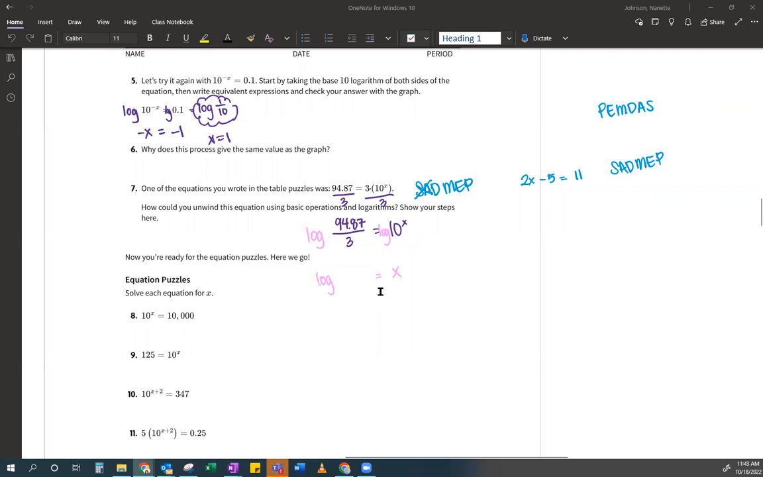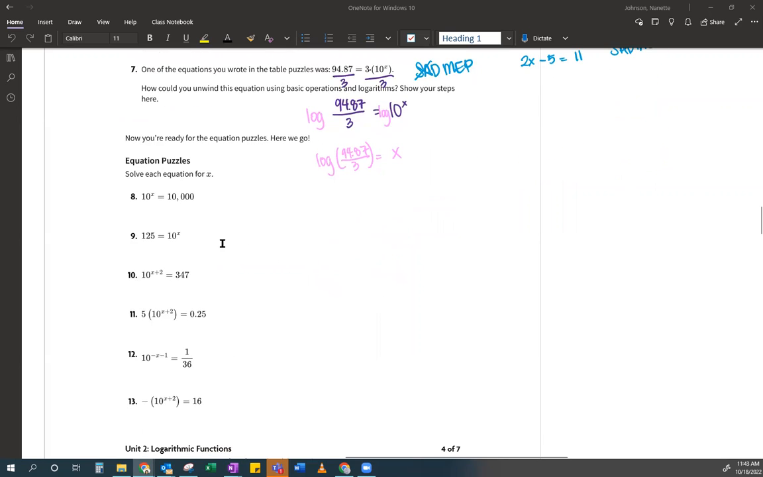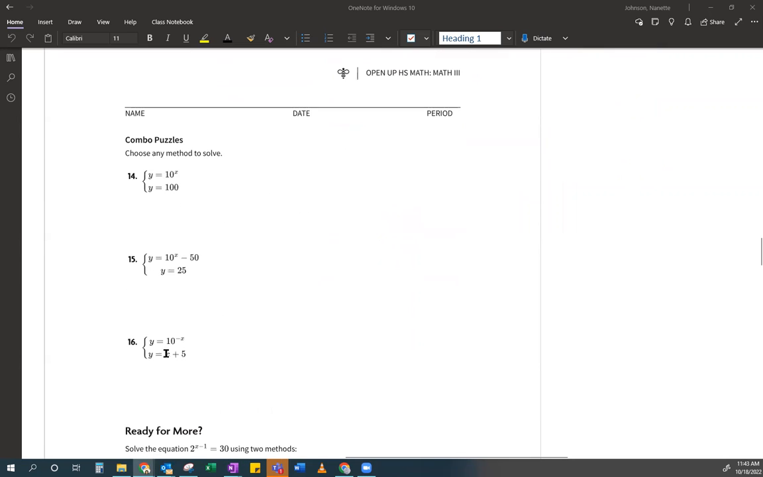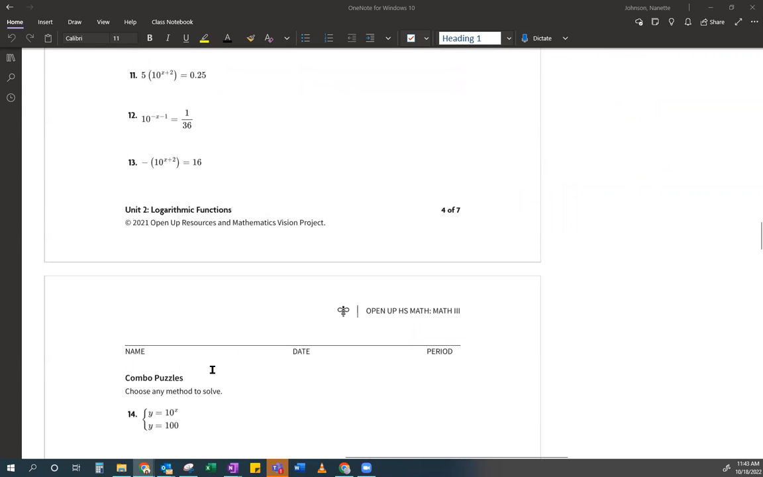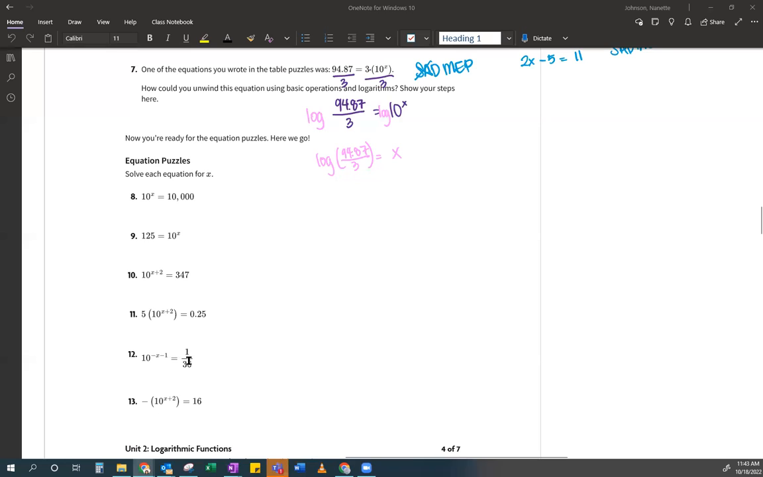Now you have everything that you need in order to do these puzzles. My expectation is that you try these and you try these. This right here is not on the quiz, so don't worry about it. These are on the quiz, and I do have time before our quiz for us to go over them. Make sure you look at these before we do, because you do not want to learn that you don't know how to do it on the quiz.